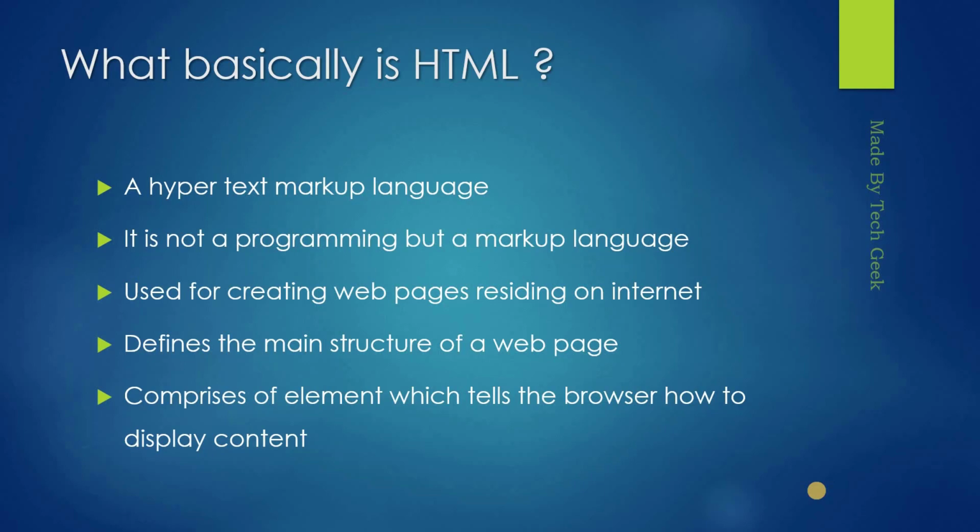Next, it's a markup language, which means that it depends and works on tags. Everything in HTML is all about tags. It works around tags. It is not a normal programming language. So we can say that it's not a programming language but a markup language. So now the question arises: what is the difference between a programming and a markup language?